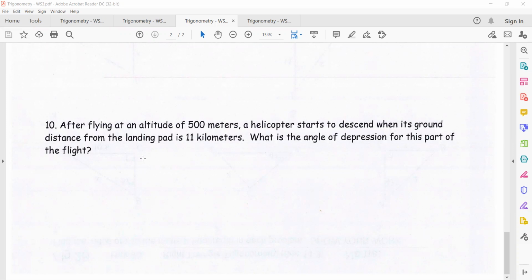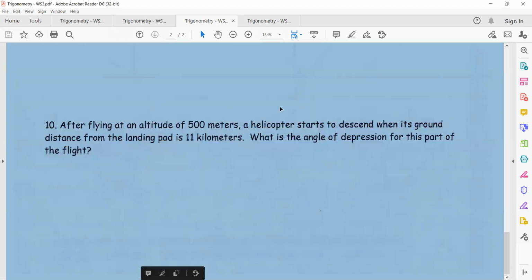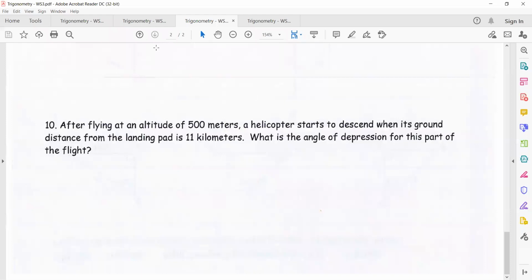Okay, number 10. After flying at an altitude of 500 meters, a helicopter started to descend. When its ground distance from the landing pad is 11 kilometers, what is the angle of depression for this part of the flight? Now follow me. I will follow the question when I draw. Just follow the question, and you can draw the correct diagram.